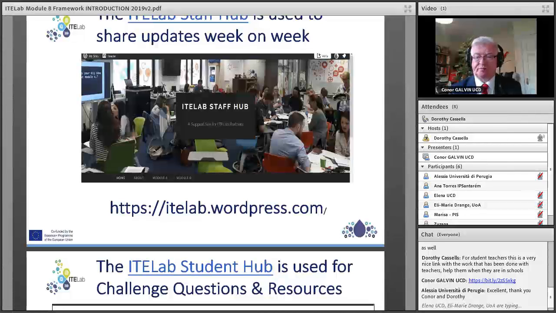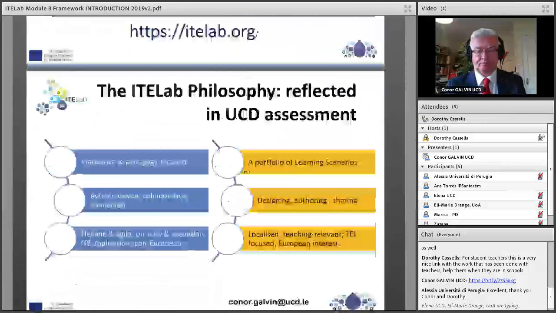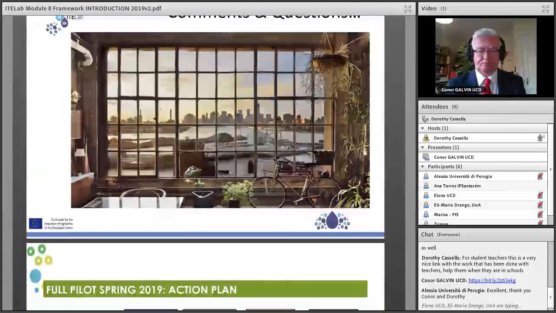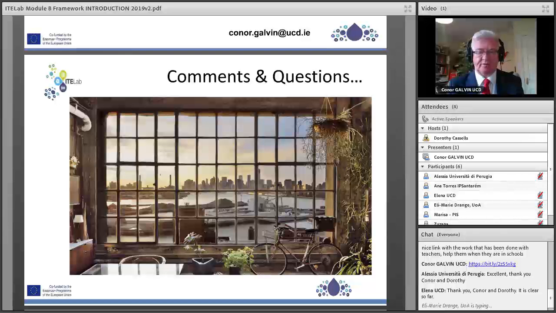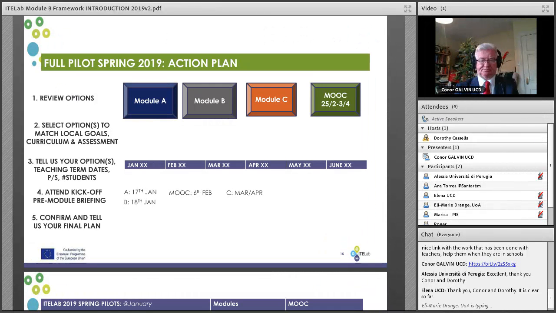Within European SchoolNet, what we'll be doing with partners and universities that have expressed an interest is, yeah, Connor, I'll go down to the next slide. We've already been asking you to look at the module handbooks that we're circulating, to help select what matches your local goals, curriculum and assessment, because the assessment is local. Then we're asking you to tell us your options. These briefings are in support of that, and so the next stage for us is to summarise the briefings and help you with the implementation so that you can tell us your final plan.